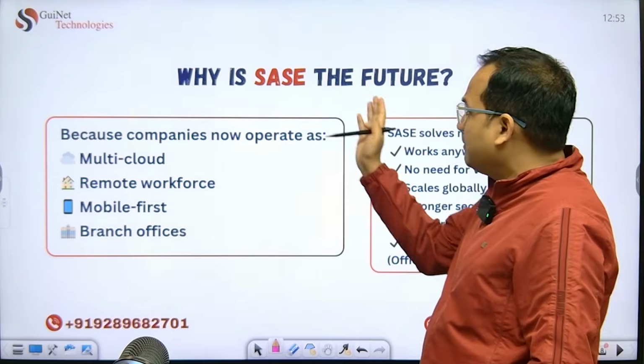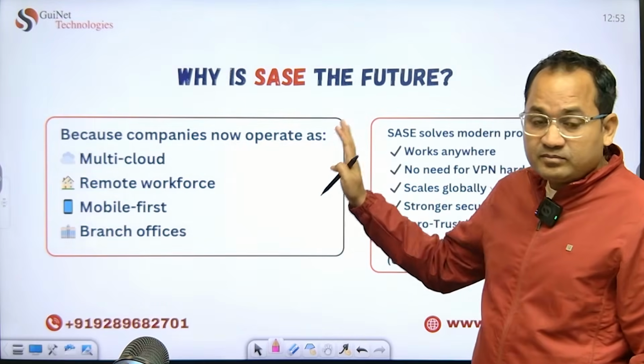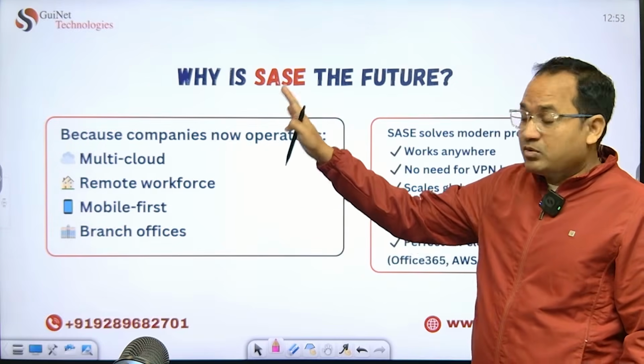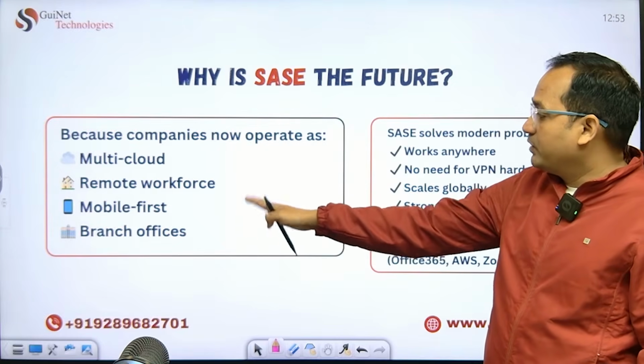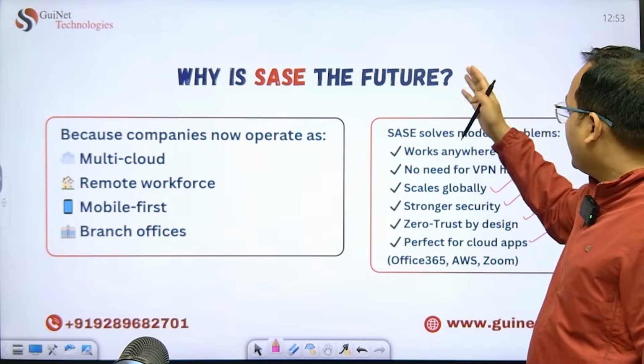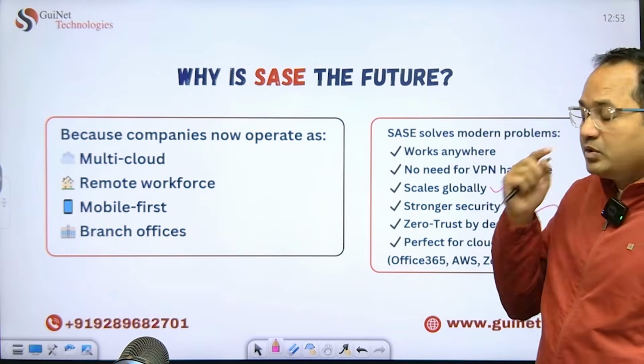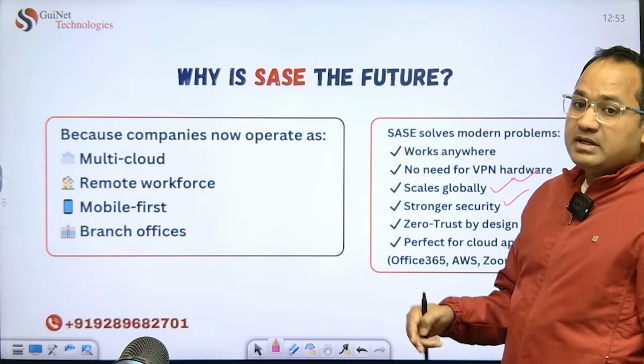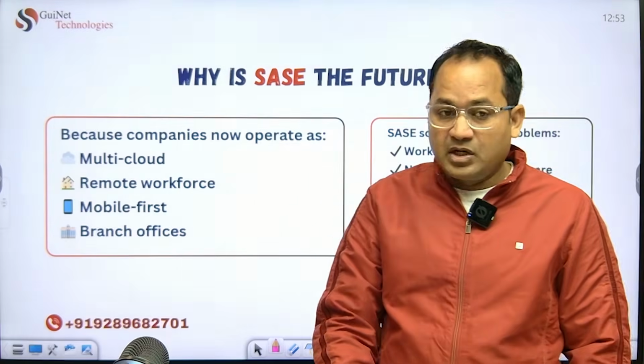These are the kind of future we have, because companies are adopting multi-cloud, remote-work-first, mobile-first, branch offices, and this is going to solve the different problems. So it is the future, and you must align with the future requirement.